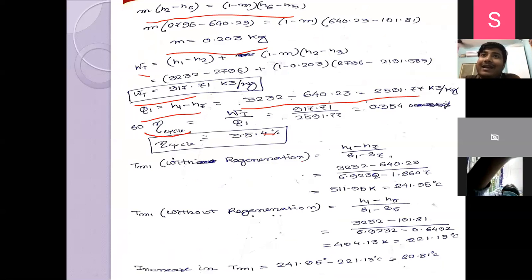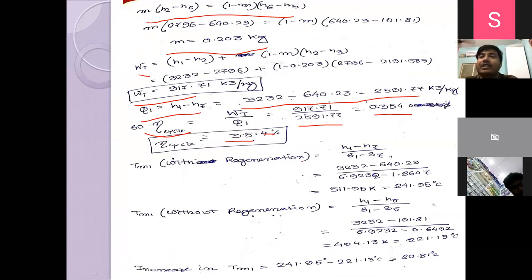So if we neglect the pump work, it will come Wt by Q1. So it will come 0.354 or 35.4%. Okay. So this is your efficiency of the cycle using the regeneration cycle.